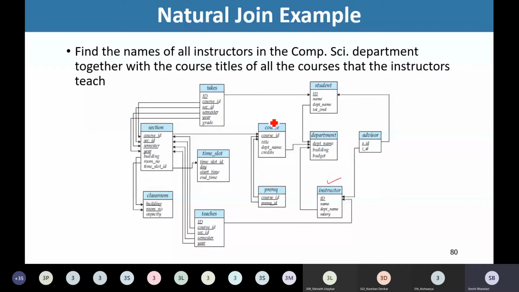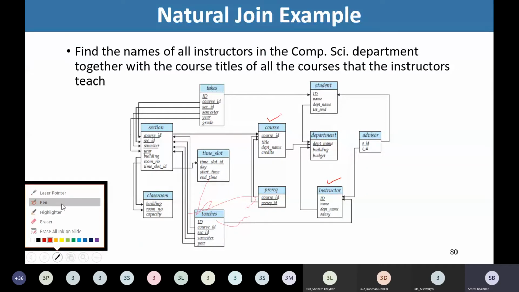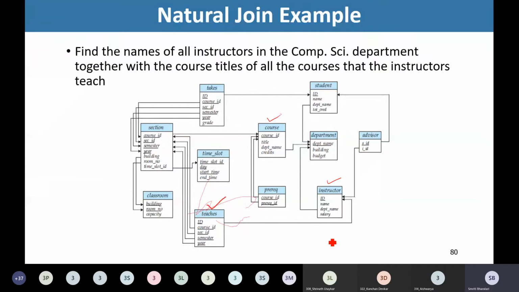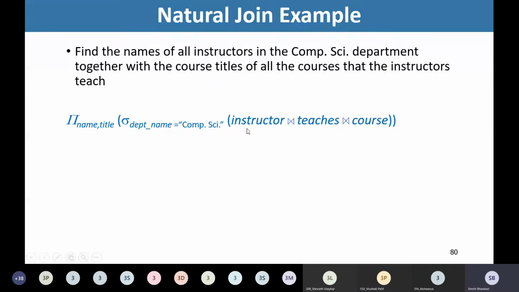Instructor, course, and teachers. We need to use these. So, correct. We are having here the natural join of three tables, instructor, teachers, and course. With this natural join, we need to provide the predicate as well. And what is that predicate? We want instructors in computer science department. So the condition to be provided here is department name equal to computer science, right?